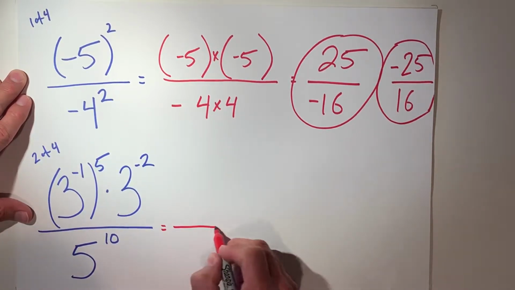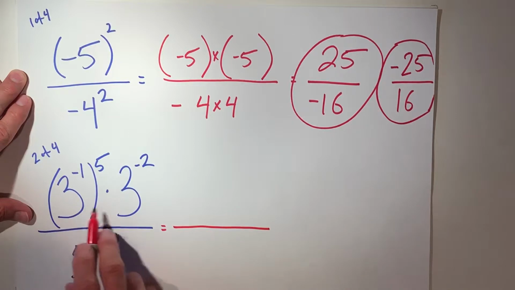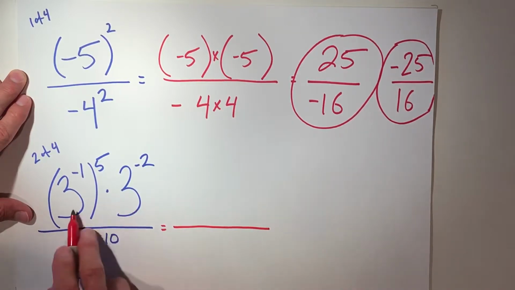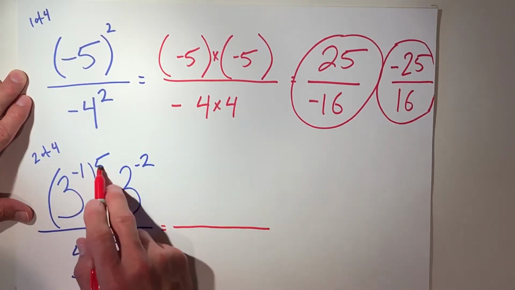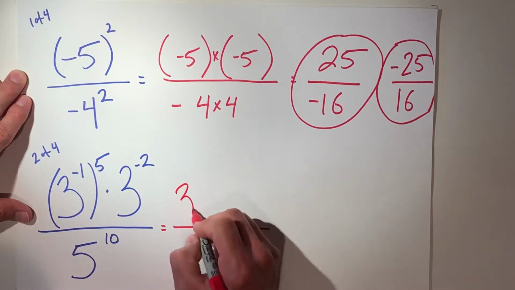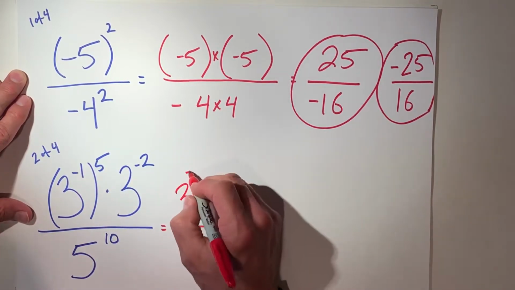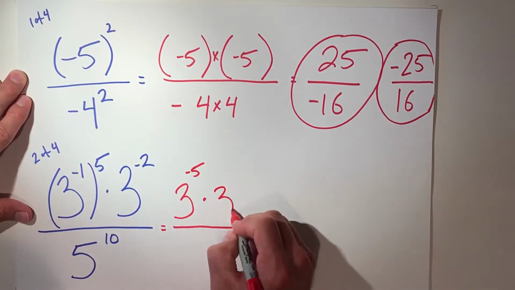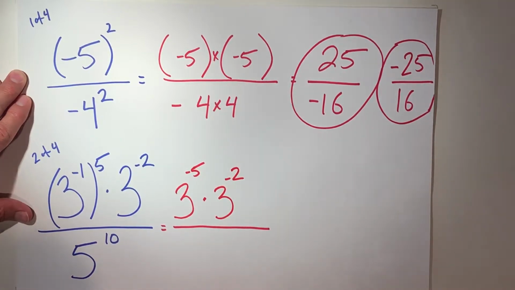So let's go ahead and deal with the top first. And we happen to have the same base. But before I can even do this, I have to deal with this piece. So I have 3 to the negative 1 times 5 is negative 5. And 3 to the negative second, we'll get to that in a moment.